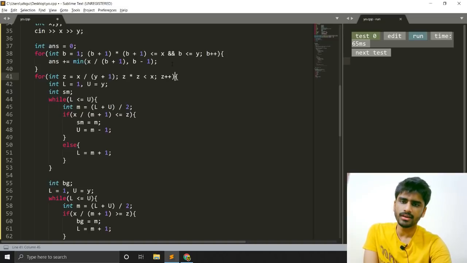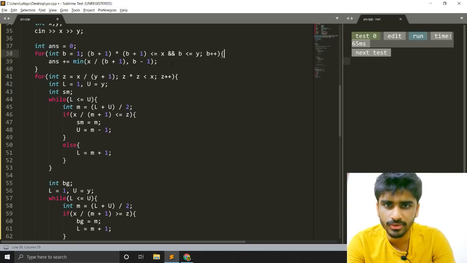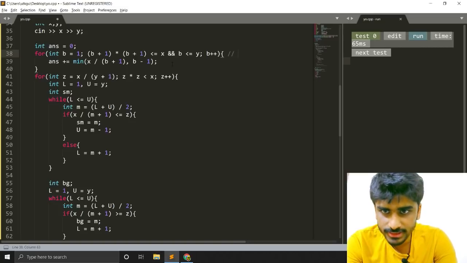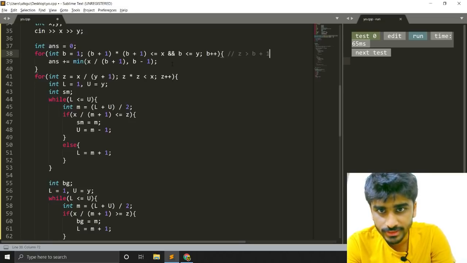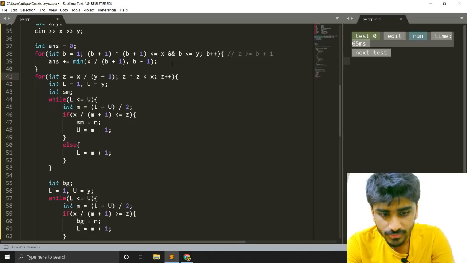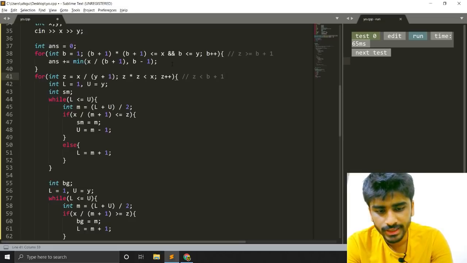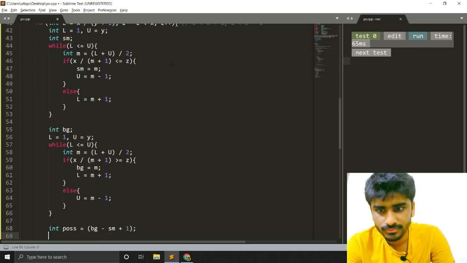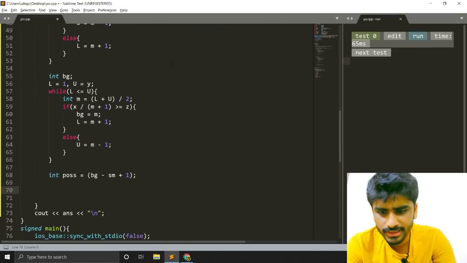Now in this loop, we know that z is greater equal to b plus 1, in fact. In this one I think z is automatically smaller than b plus 1, right? So obviously z is smaller than b minus 1 as well. Maybe we can just add possible z to our answer.